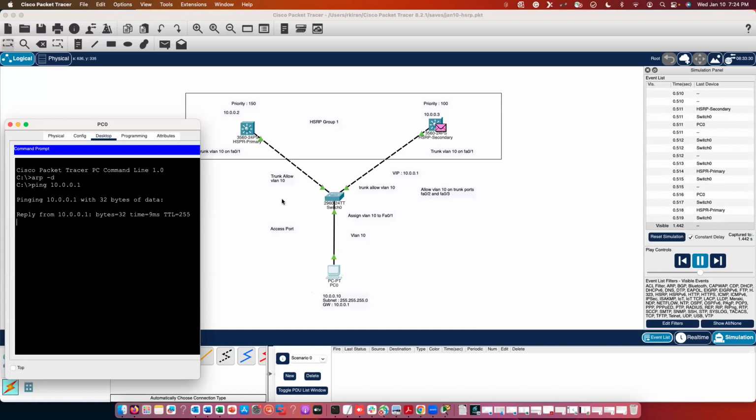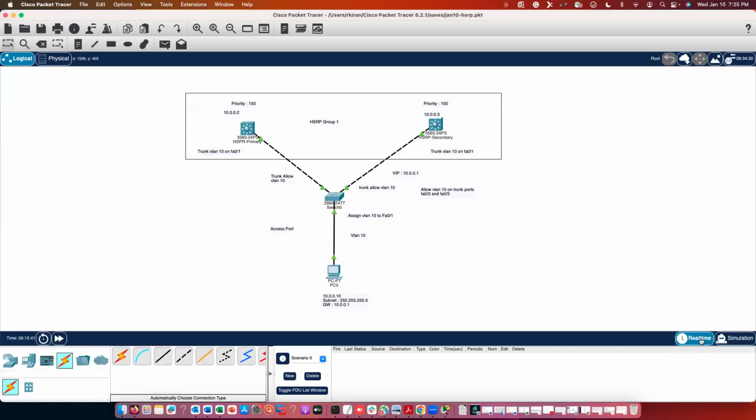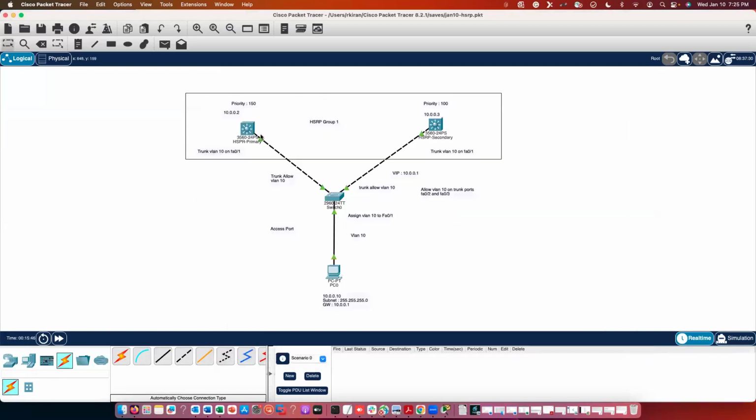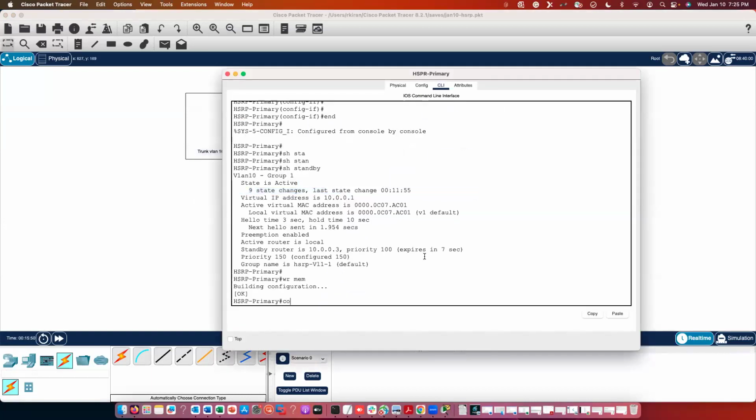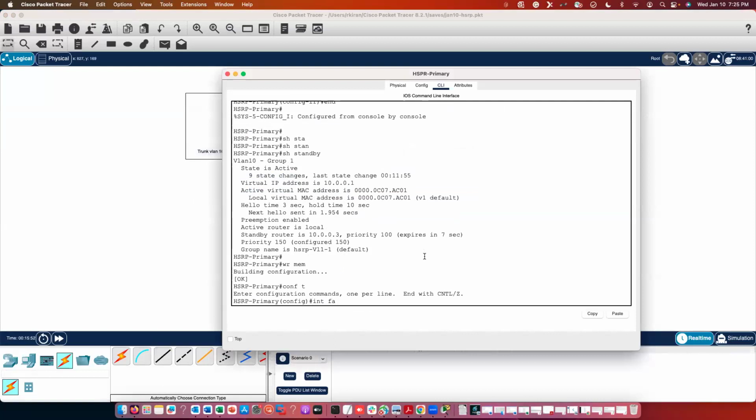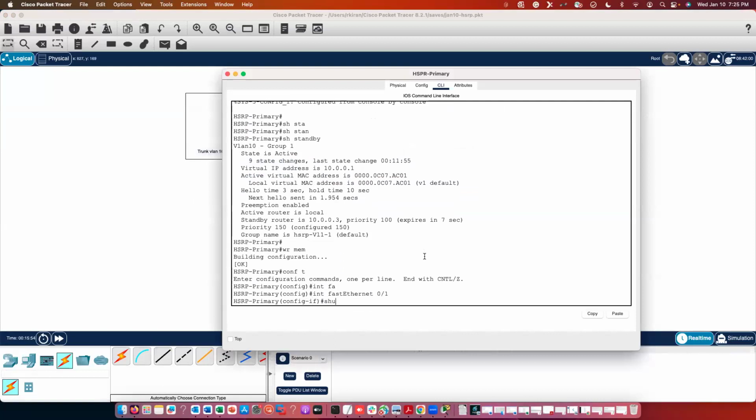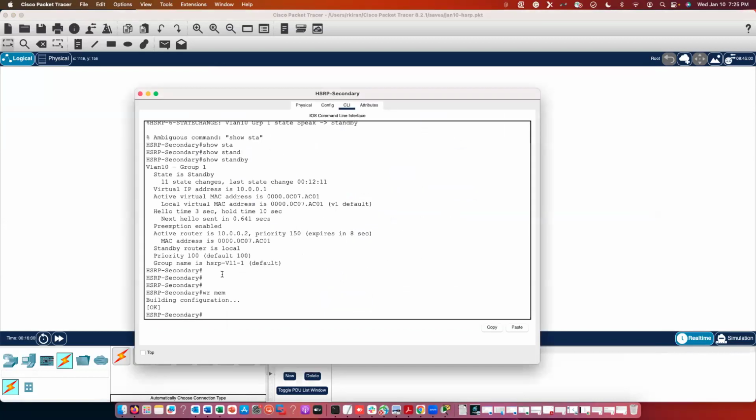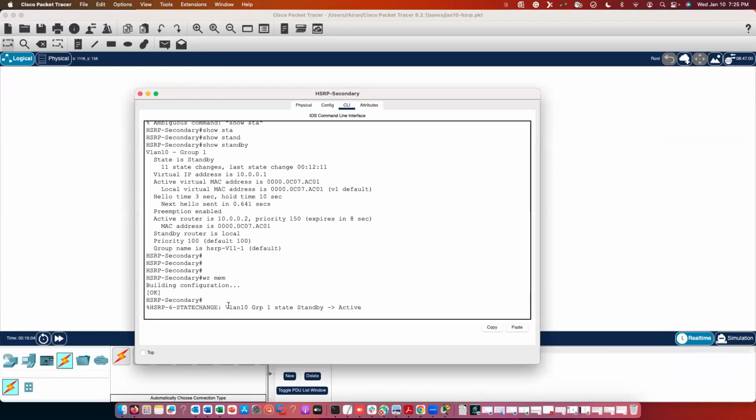Okay, now let's bring this interface down. Let's go to real time. So I'm going to make this interface down and then see how the HSRP will be changed. I'm going to do interface FA0/1 shut. Now this interface went down. Earlier, this was HSRP secondary, right? If you observe, the state is standby. Now it says state changed from standby to active.